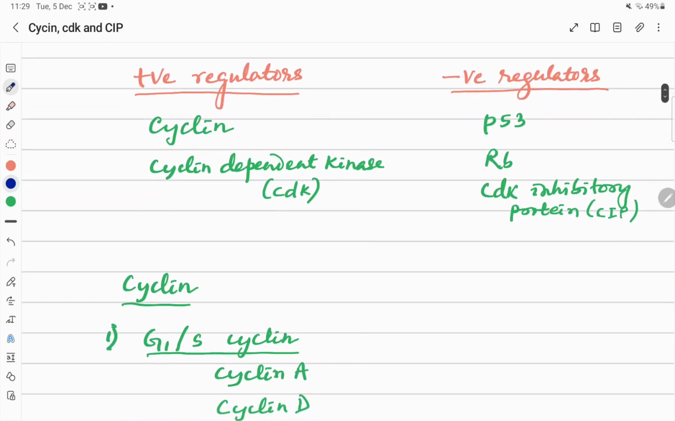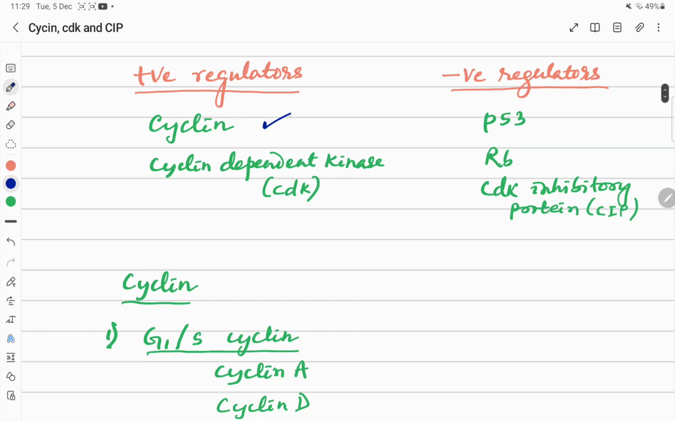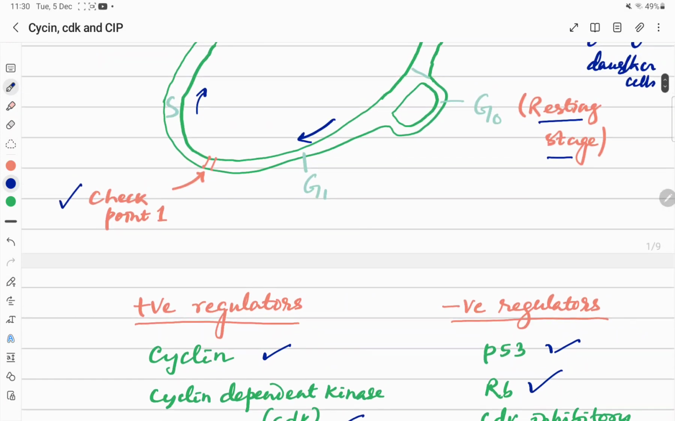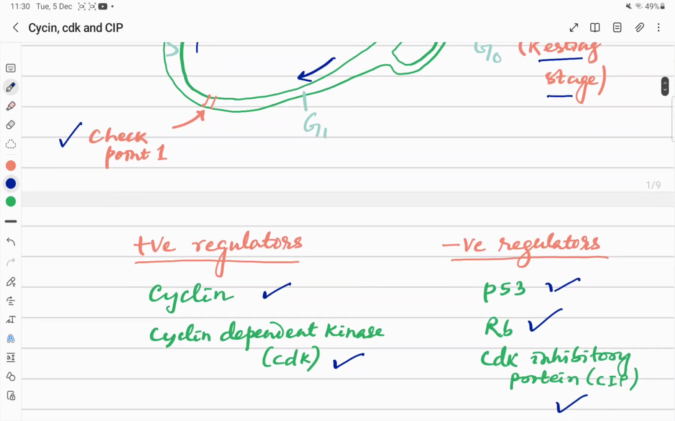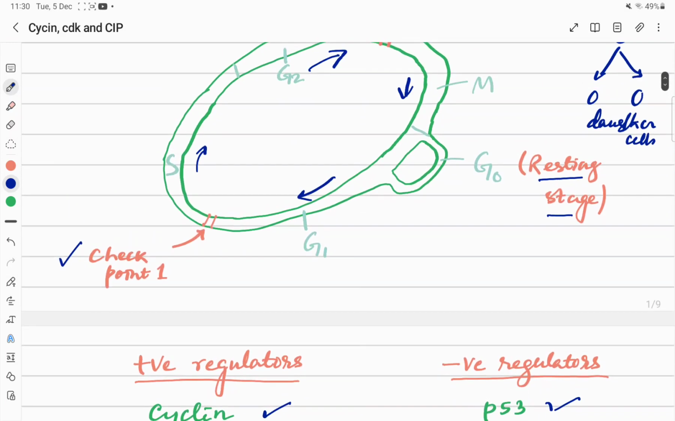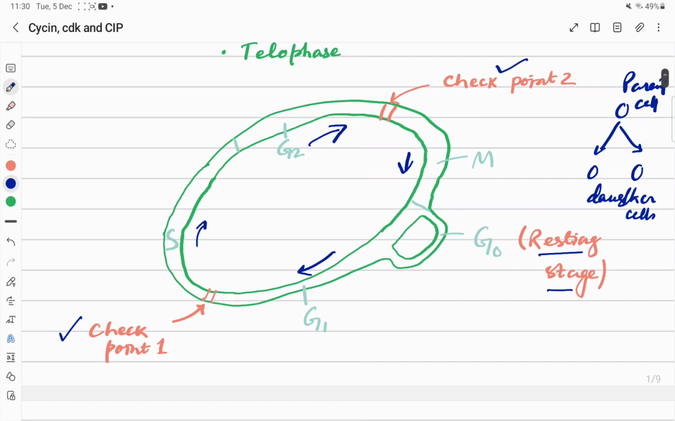So the positive regulators are cyclin and cyclin dependent kinases, Cdk. The negative regulators are P53, retinoblastoma gene and Cdk inhibitory protein, CIP. The positive regulators help the cell to enter into the cell cycle, into G1, and the different cyclins and cyclin dependent kinases help the cell to progress from G1 to S, S to G2, G2 to M.